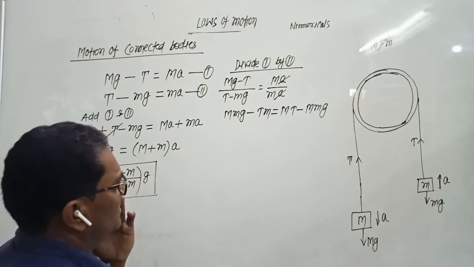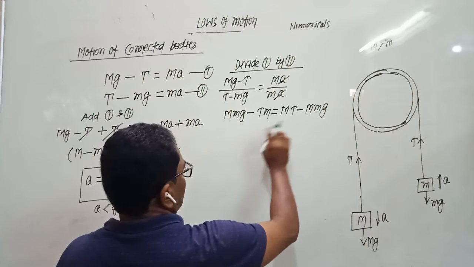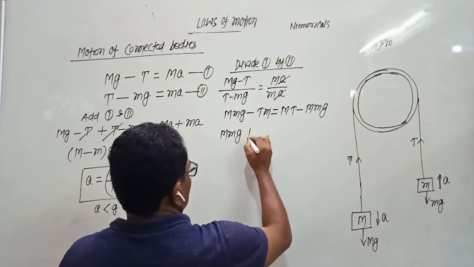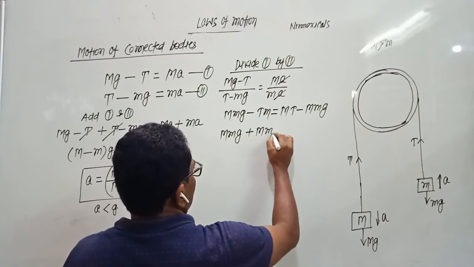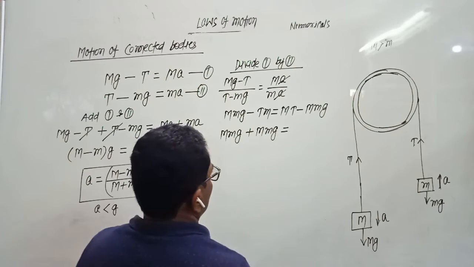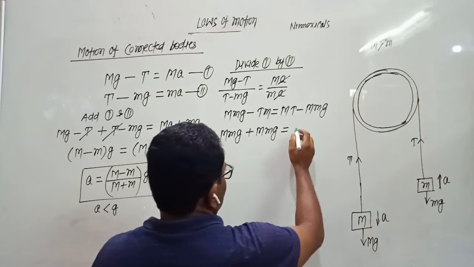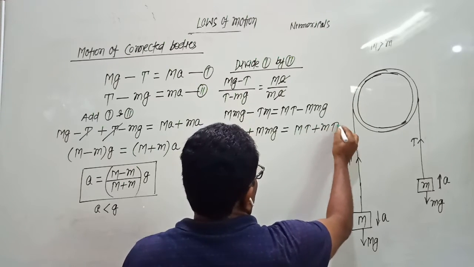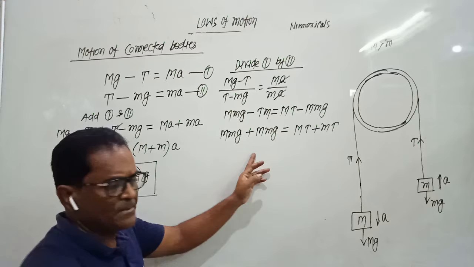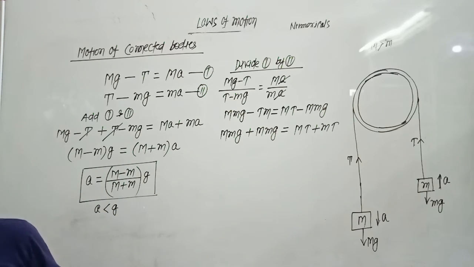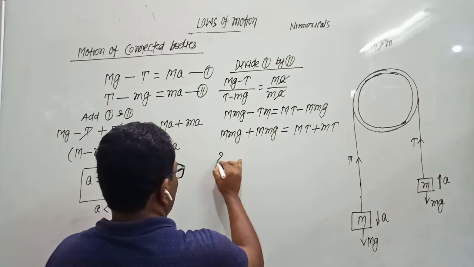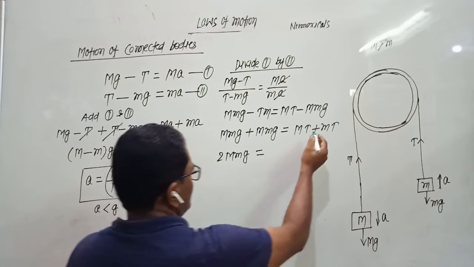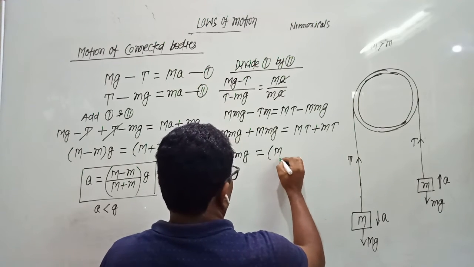So this will come on the left side. So m into g becomes positive, and m into g equals, this will go on the right side, m into T plus small m into T. So Mg plus mg becomes 2 times M into m g, and from these two terms, T is taken common. So (M + m) into T.